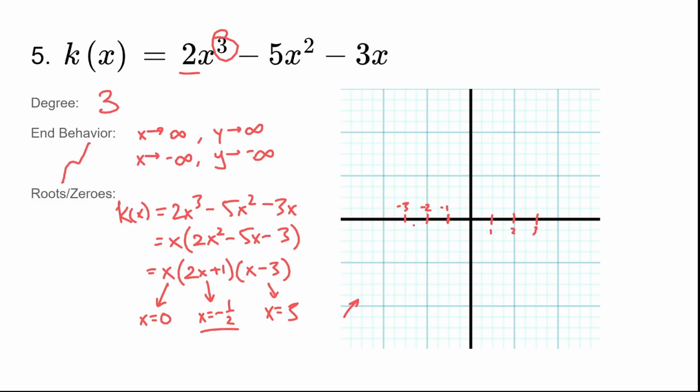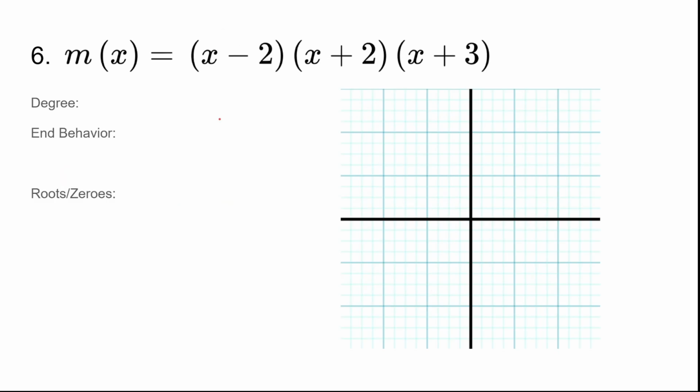Okay, so we have a root at x equals negative 1/2, and it's a single root, so it just crosses over. We have a root at x equals 0, so it crosses over again. And then our root at x is equal to 3, so it looks something like that. And again, you can graph this with the graphing calculator or something and verify for yourself. Okay.